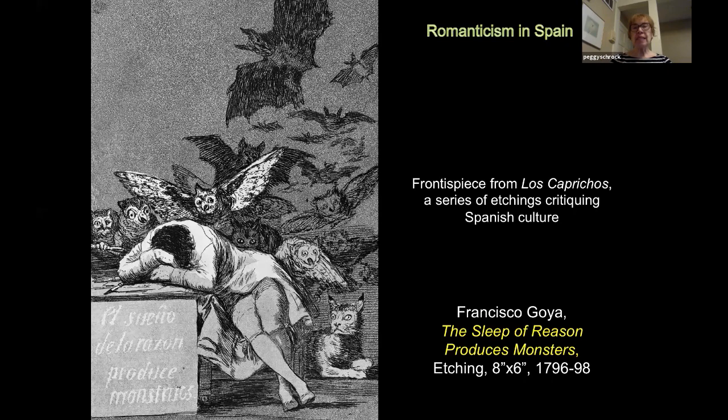Spain was very closely aligned with France. The Spanish king at this point was related to the French monarch. So they're experiencing very similar things. And I love this. This is actually the frontispiece. It's an engraving. No, it's not. It's an etching to his Los Caprichos.